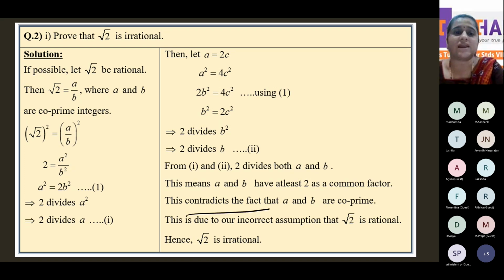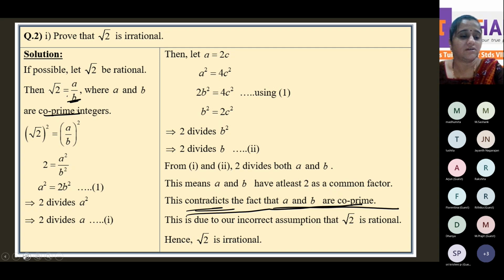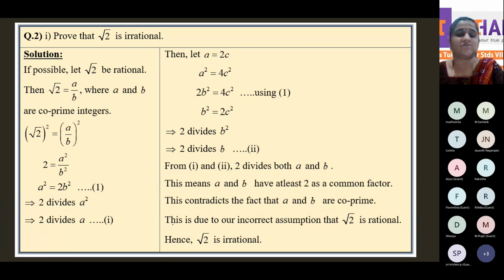This contradicts the fact that A and B are co-prime. We started by saying that A and B are co-prime. So this is opposite to that fact. This contradiction is due to our incorrect assumption that root 2 is rational. Hence, root 2 is irrational.